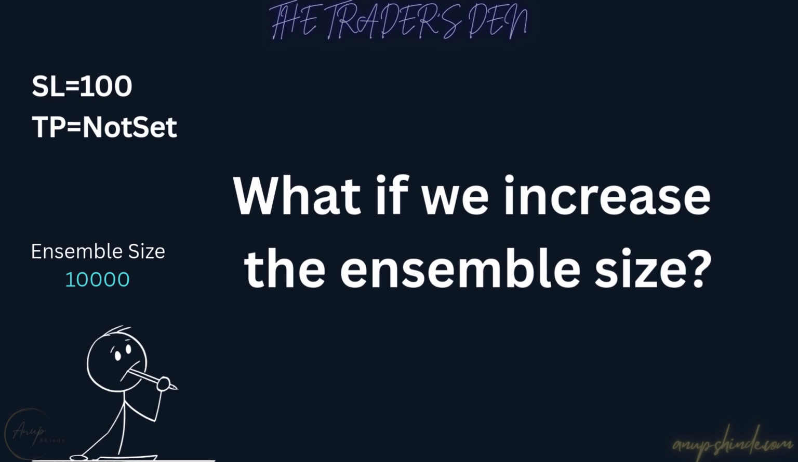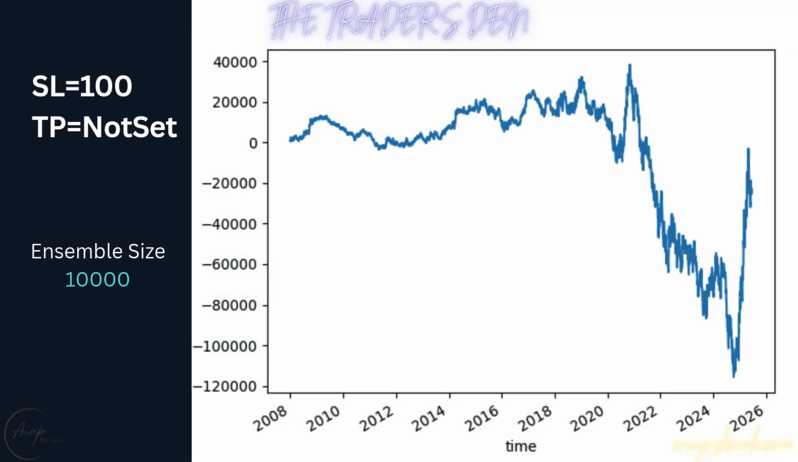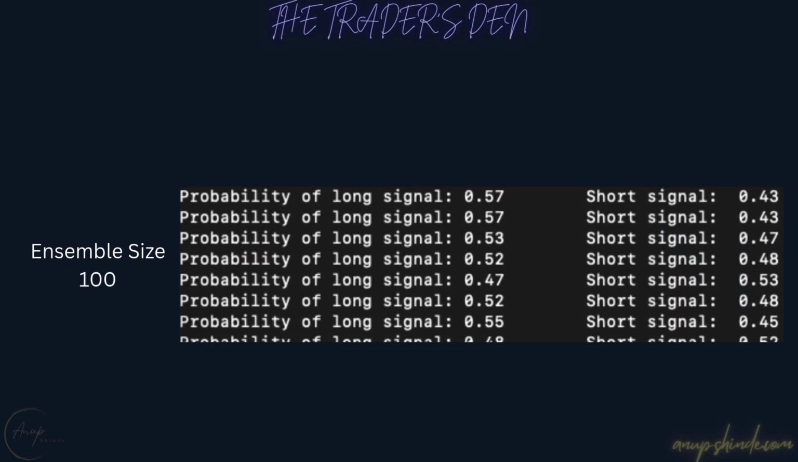Well, that was interesting. Let us try increasing the ensemble size to 10,000. We are not skipping signals now. Increasing the size doesn't help as much. Let us look at the probabilities. The probability of short is just the opposite of the long.